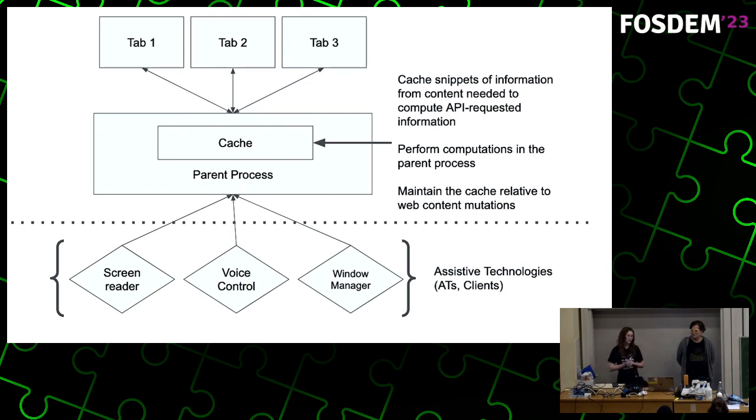Well, our solution is this project we call Cache the World, which introduces a cache in the parent process that keeps track of snippets of content information that we need to compute and respond to those API calls. So we're trying to offload as much work as we can from content into parent. And this cache gets updated asynchronously based on content mutations. So we no longer have this problem of synchronous blocking IPC.